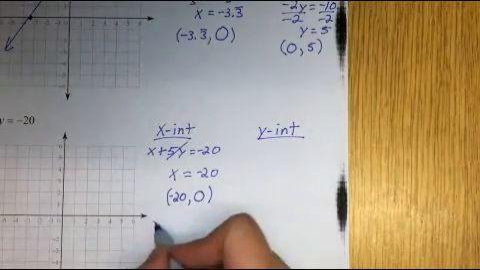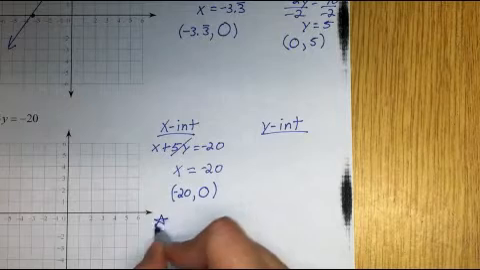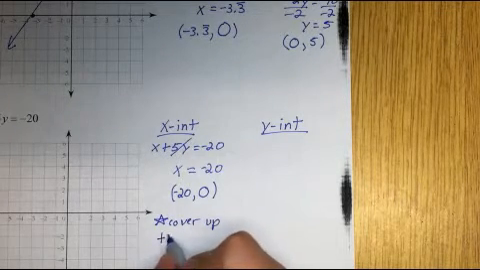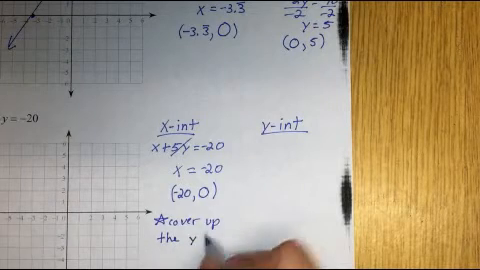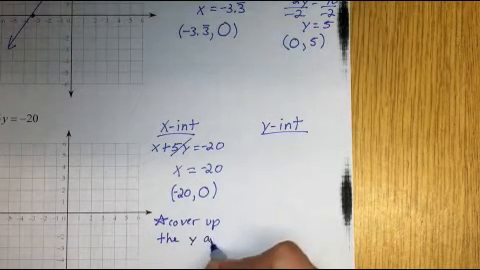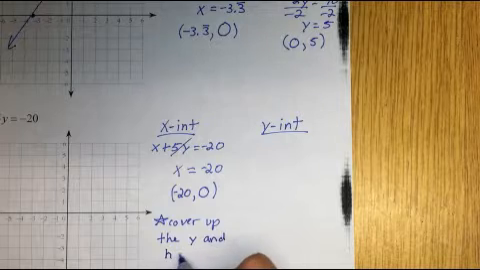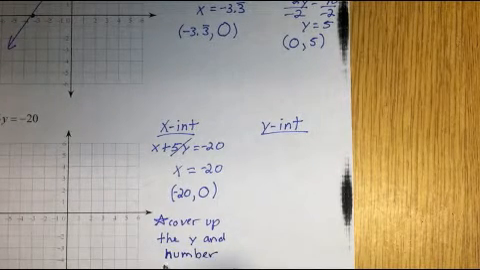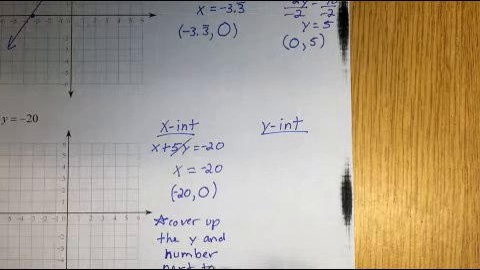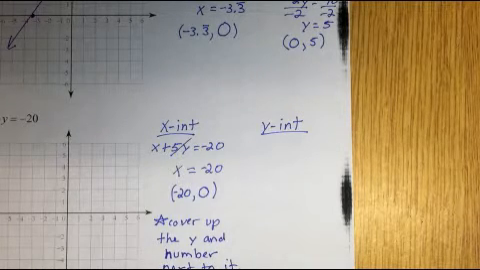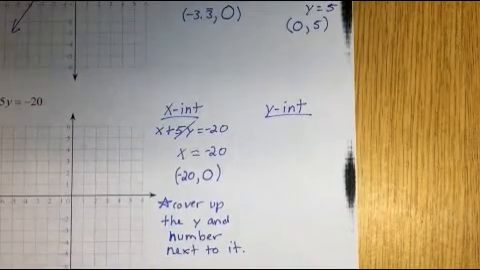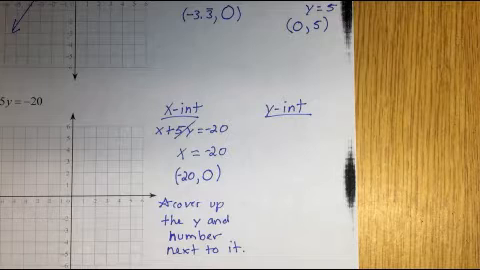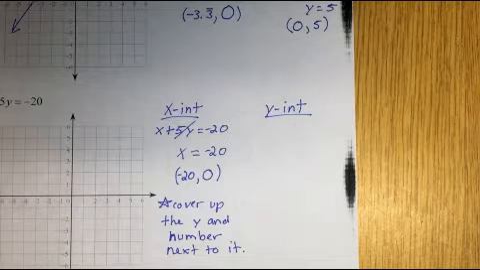Same rule. So what did we do over here? Cover up the y and the number next to it. So you're basically covering up the y term. That's another way of saying it. Just like what we did, we just put our finger right over top of 5y. Let's do that with the y value.